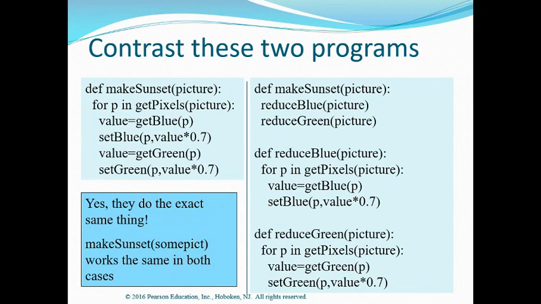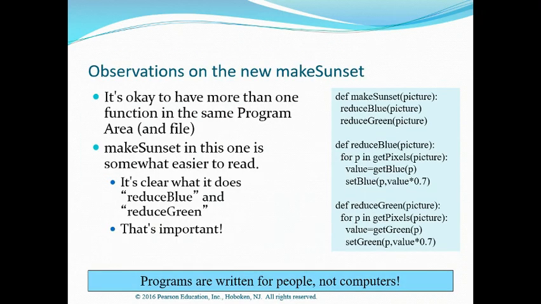Contrast these two programs, right? On the left side, we can see our make sunset program where we change the blue and the green. And then on the right side, we can see a make sunset program, which calls reduce blue and which calls the reduce green functions. Yes, they do the exact same thing, but make sunset and make sunset sum pick, where it takes in an object called sum pick, works the same in both cases as well. So observations on the new make sunset function.